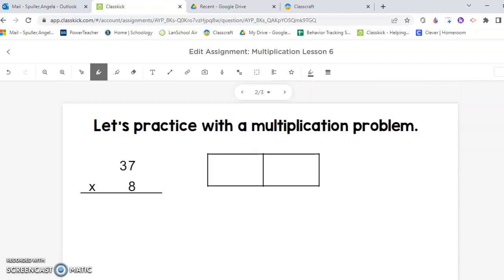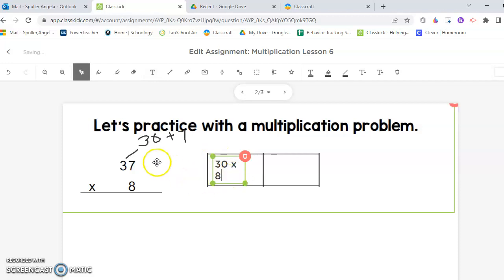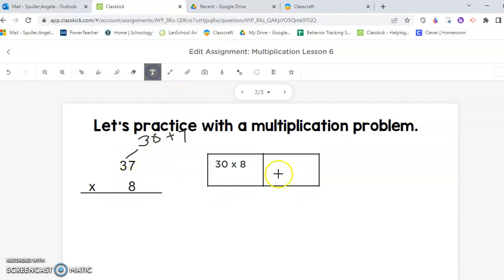Okay, let's try another one. Looking at this one, let's break it into expanded forms. So 30 plus 7. All right, let's label our box. So we're going to say 30 times 8. So I took the value of the 3, which is in the tens, so 30, times the bottom number. Then I'm going to say 7 times 8 also, and then all I have to do is multiply and then add.